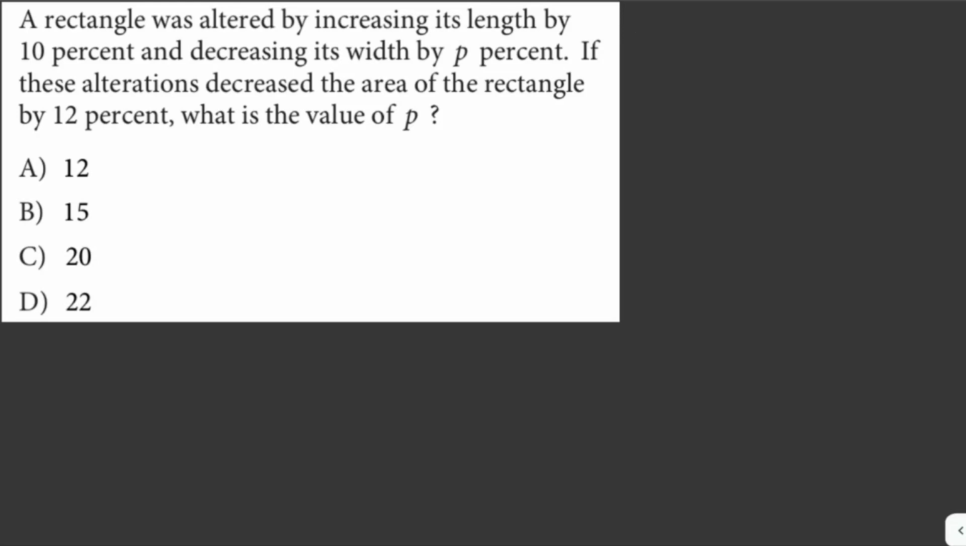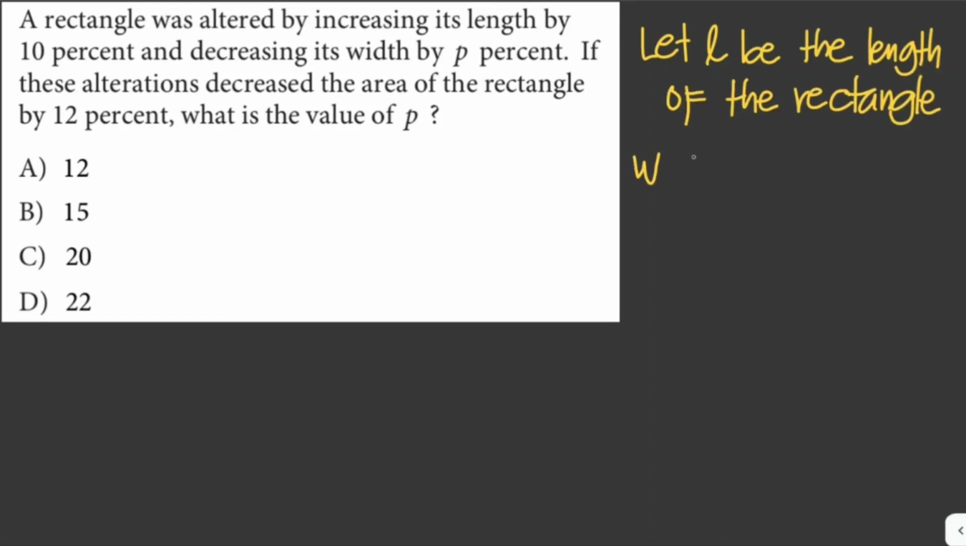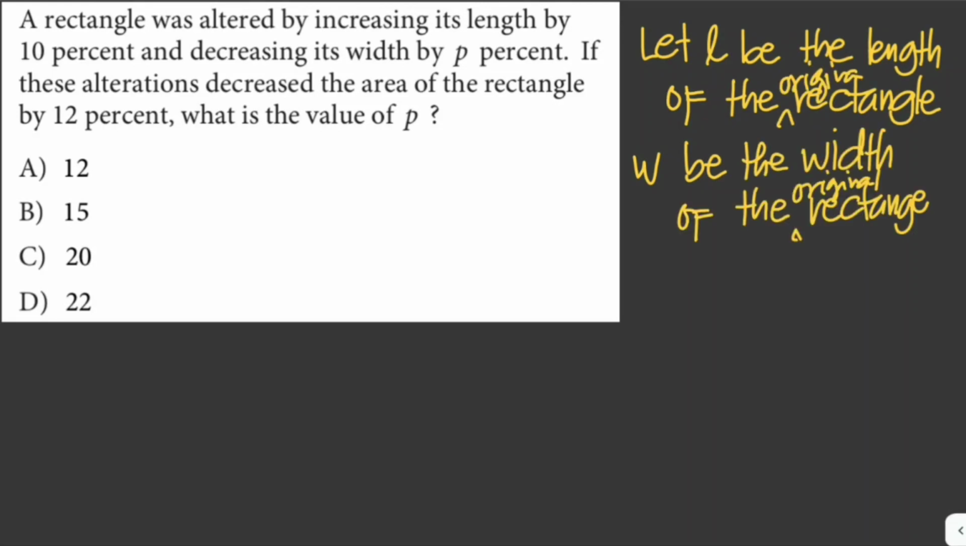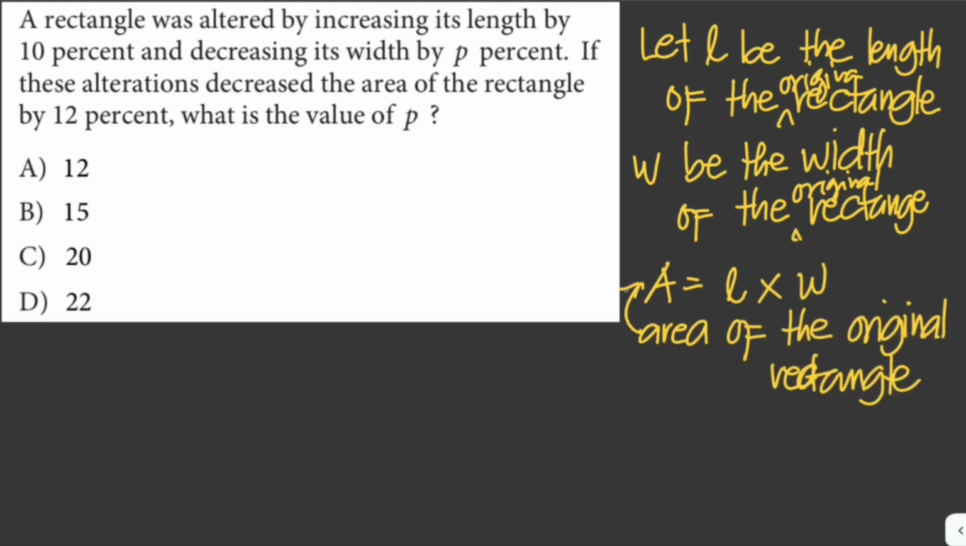So we let L be the length of the rectangle and W be the width of the original rectangle. So the area of the rectangle is just length times width. So this is the area of the original rectangle, L times W. It says here that the rectangle is altered by increasing the length by 10% and decreasing its width by p%.